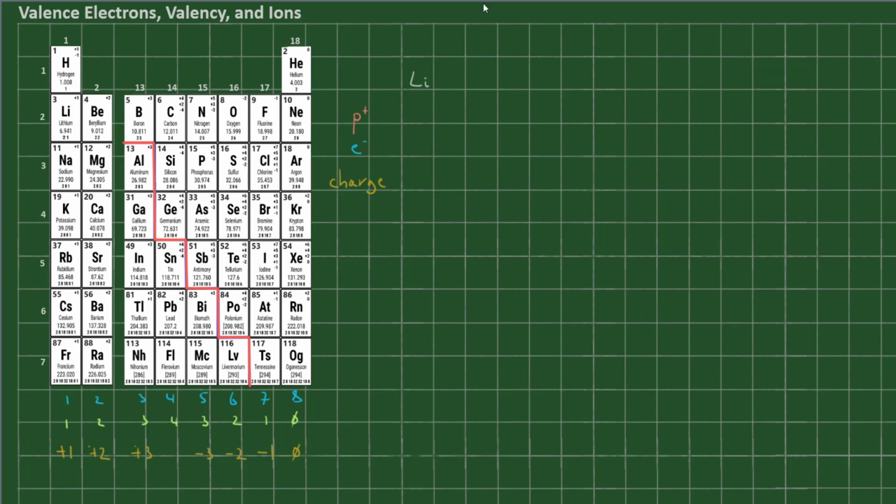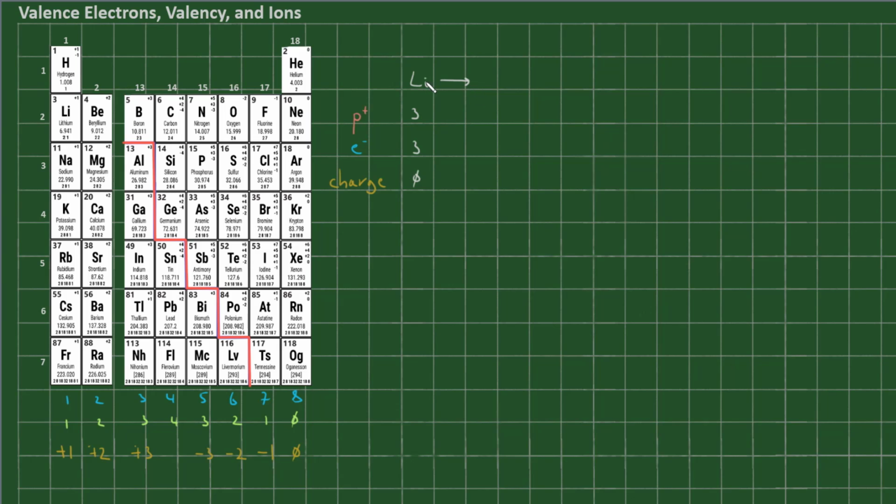Okay, now let's look at a few examples and how we might represent this using chemical symbols. So here we have a lithium atom. It is in its ground state. It is neutral. It has 3 protons, 3 electrons, and a charge of 0. Lithium is a metal. It is likely to donate an electron. How do I represent this using chemical symbols? Well, I'm going to use a reaction arrow.